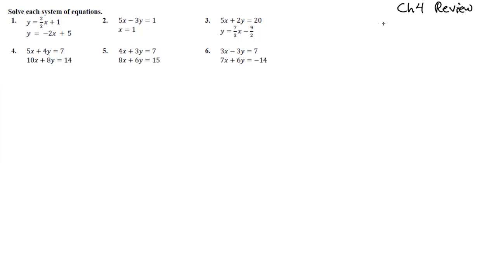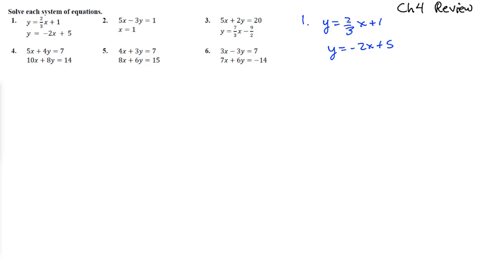Okay, here we are in chapter 4 with the review exercises, numbers 1 through 6. It says solve each system of equations. It does not give us the specific method we're supposed to use, so we can use whichever one we'd like. On this first one, number 1: y equals 2/3 x plus 1 and y equals negative 2x plus 5.